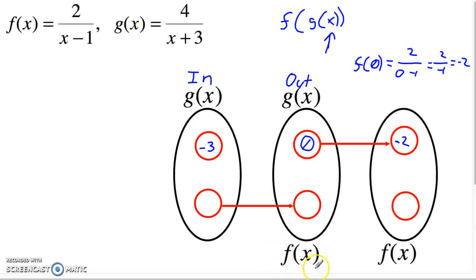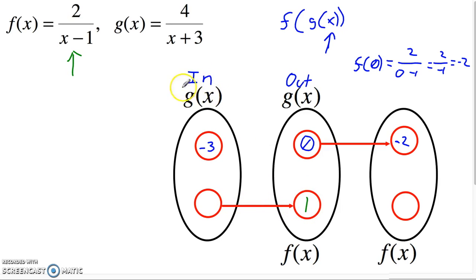Now let's go back to f of x and think about what we can't do with it. We see that f of x can't have a 1, right? Because then you have 1 minus 1 on the denominator, and that's going to be undefined. So to make sure that f of x doesn't ever receive a 1, right, then we have to make sure that g of x is never going to send f of x a 1.